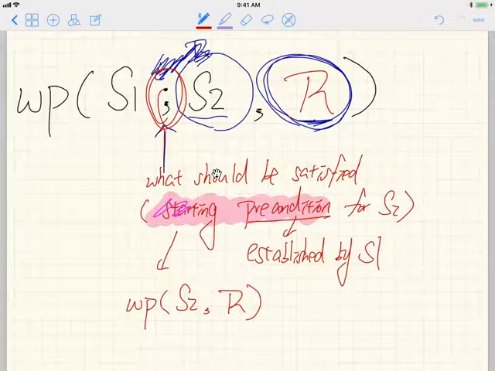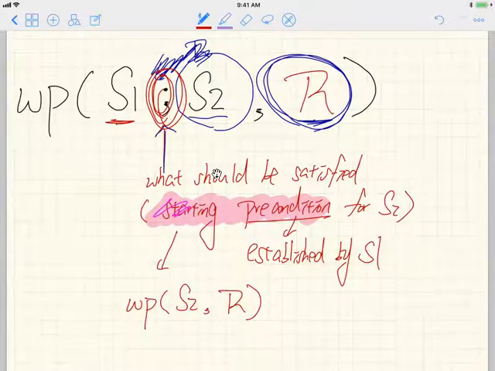Rob, you got a question? Go ahead. Exactly. Yeah, that's exactly right. As I said before, this intermediate point over here is the termination point for S1, but the starting point for S2. So whatever postcondition for S1 is going to be the precondition for S2, right? That's what I meant by intermediate points.